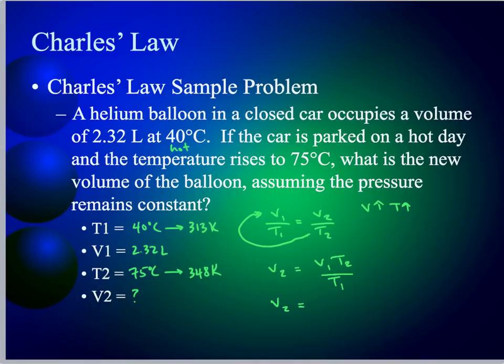Okay, so for V2 then, if I take V1, 2.32, multiply times T2, which is 348, and divide by T1, 313, I end up with, and we are going to treat it as three significant figures for the temperature, 2.58 liters. Okay, that would be our answer here. So it only went up a slight amount. It's something close to 10% or so of what it was initially. So not a whole lot, even though it went up 35 degrees Celsius.